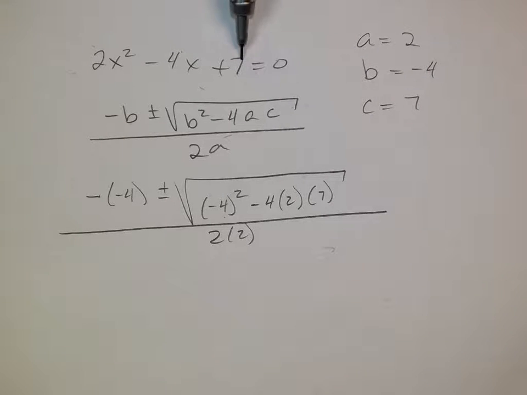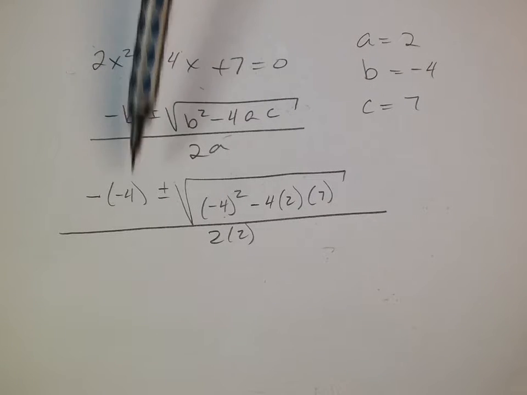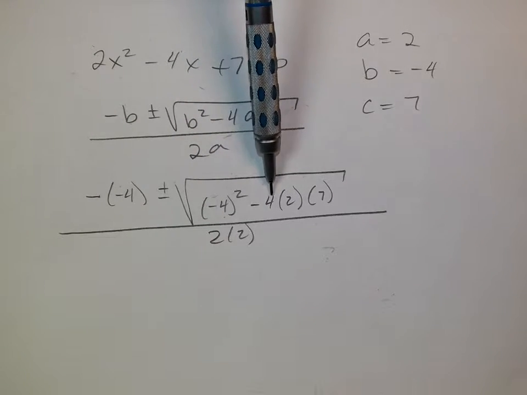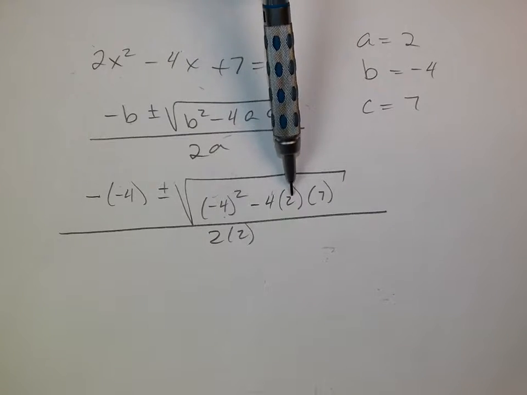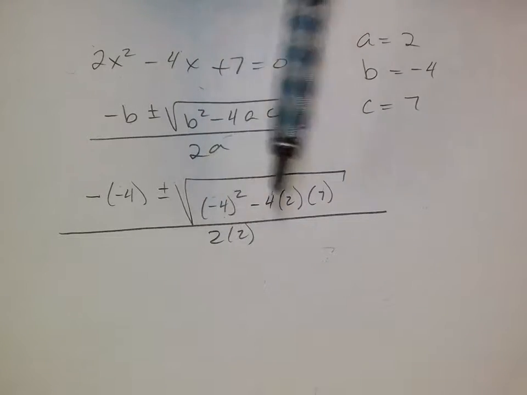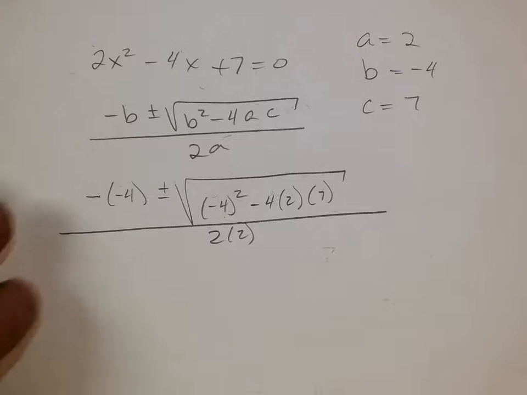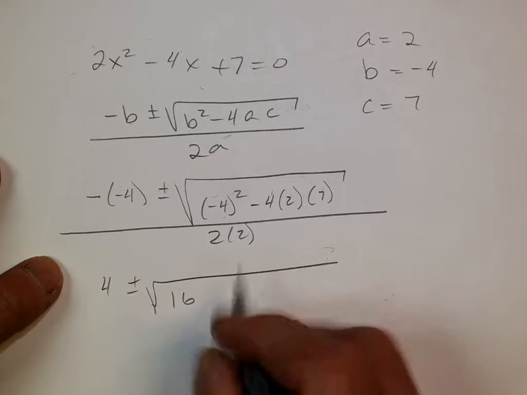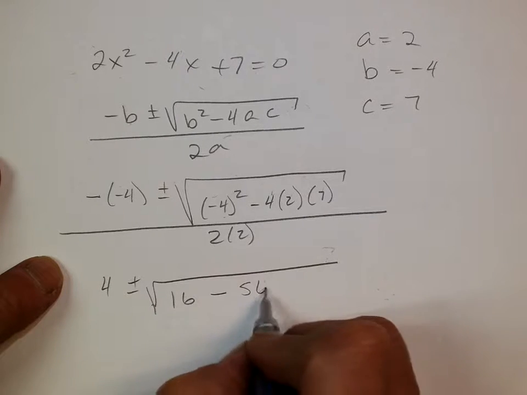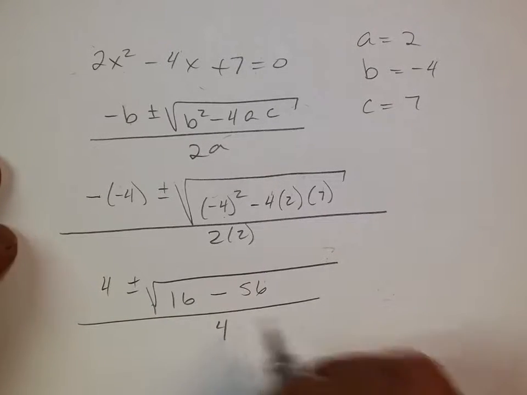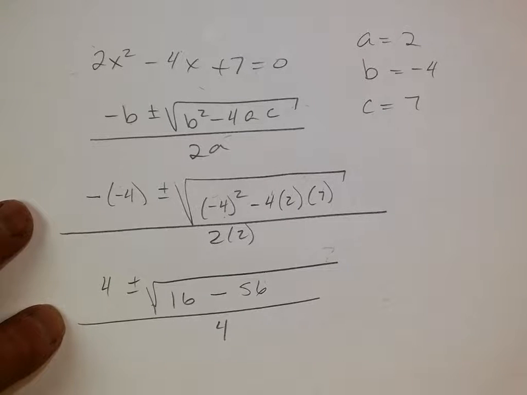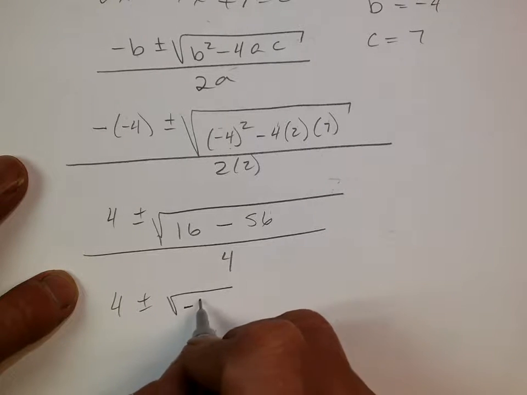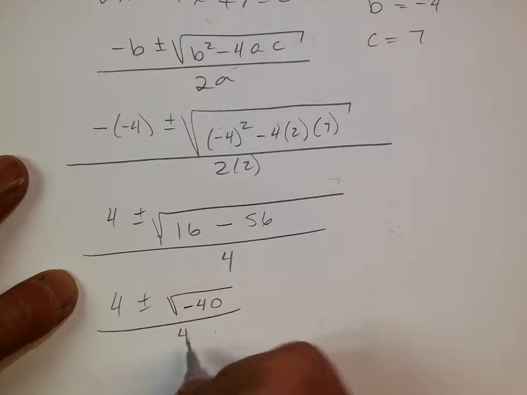A, B, and C. I did my negative B, negative 4, plus or minus the square root of negative 4 squared, minus 4, and the 4 comes from the formula, times A, which is 2, C, which is 7, all over 2 times 2, okay? All right, let's keep simplifying this. Negative negative 4 is positive 4, plus or minus the square root of 16 minus 56, all over 4. Simplify. 4 plus or minus the square root of negative 40 all over 4.